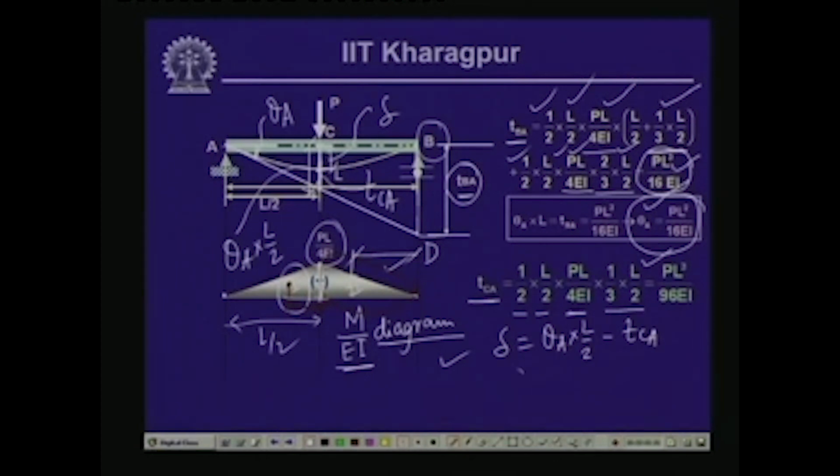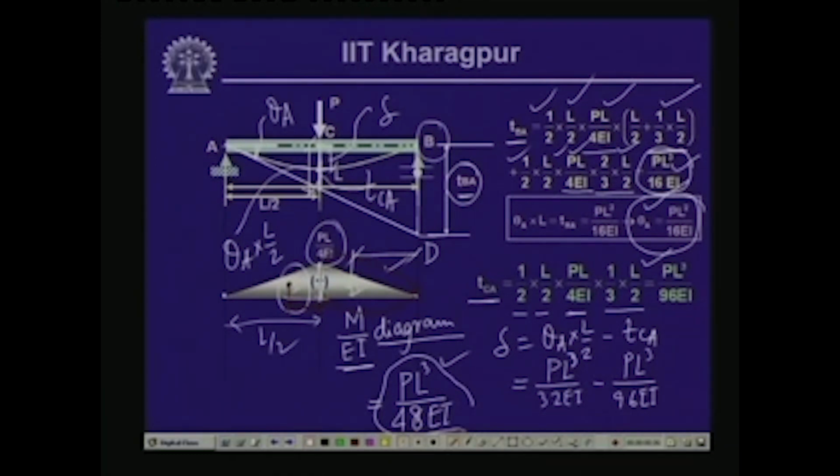Now, theta A, as we have seen, is equal to PL square by 16 EI. So, this is PL cube by 32 EI minus PL cube by 96 EI. If we compute this, this is going to be equal to PL cube by 48 EI, and we have seen earlier that the maximum deflection which we get in a beam which is simply supported and subjected to a concentrated load at the center gives us the value of PL cube by 48 EI.